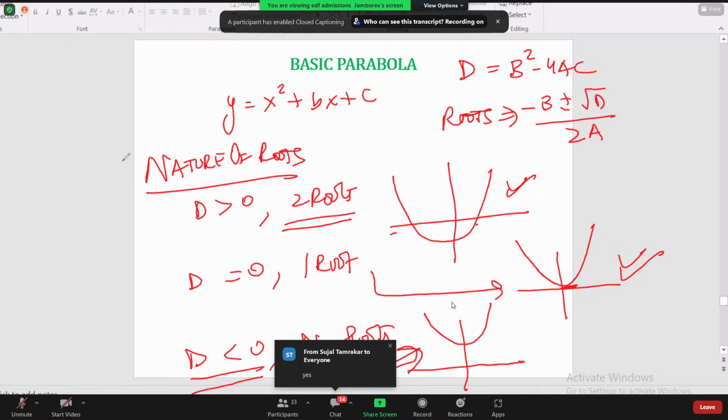Great, then 30 seconds to note down the idea, and then we'll move to the second variant of the question, which we can encounter in the context of parabolas. Okay guys, moving on.